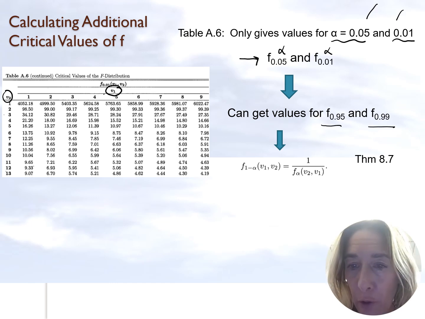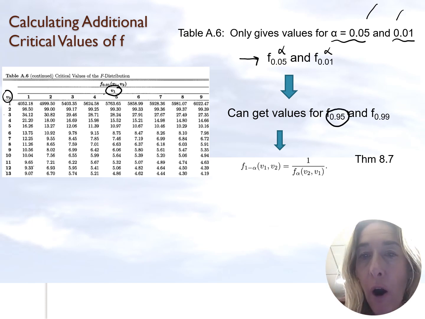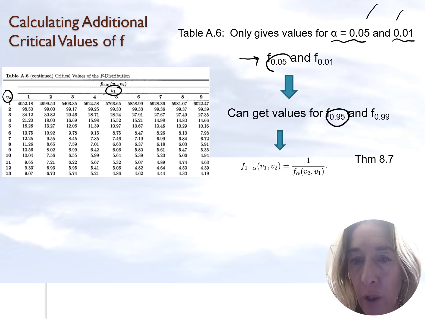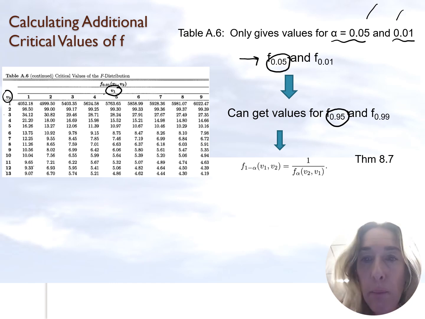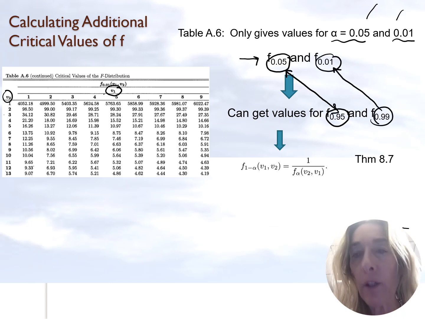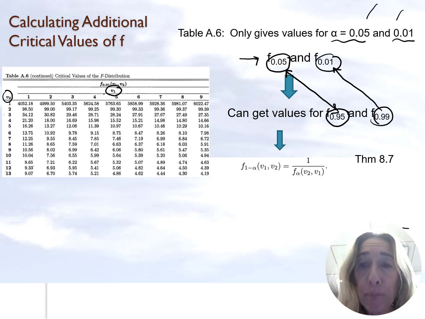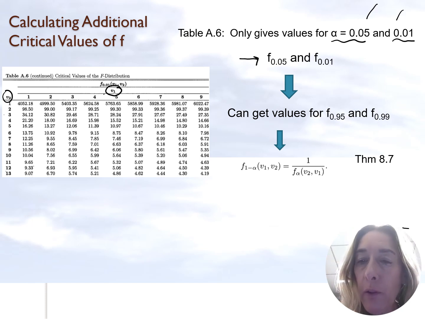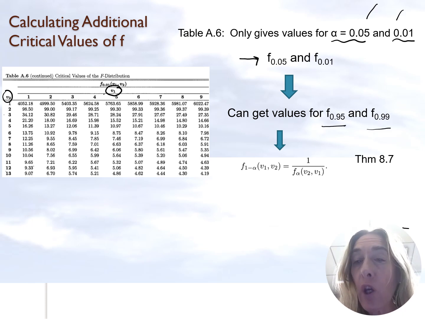What you'll notice here is that these 2 additional alpha values are complementary, if you will, to the ones that are in the table, right? 0.95 and 0.05 add to 1. 0.99 and 0.01 also add to 1. Okay, so theorem 8.7 in your book is how we can use that to calculate these 2 additional critical values for F.